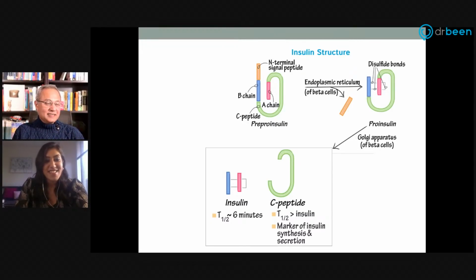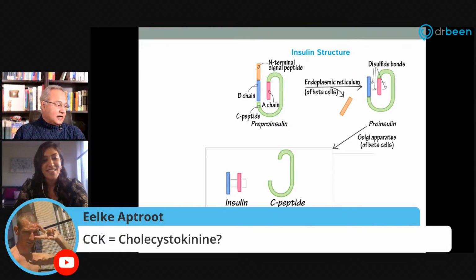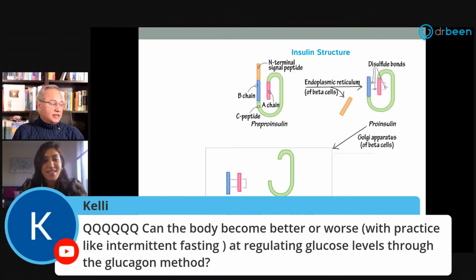Two more questions. Sure. Elk Apt Root says CCK equals cholecystokinin, correct? Yes, exactly. And the next question, Kelly says, can the body become better or worse with practice, like intermittent fasting, at regulating glucose levels through the glucagon method?